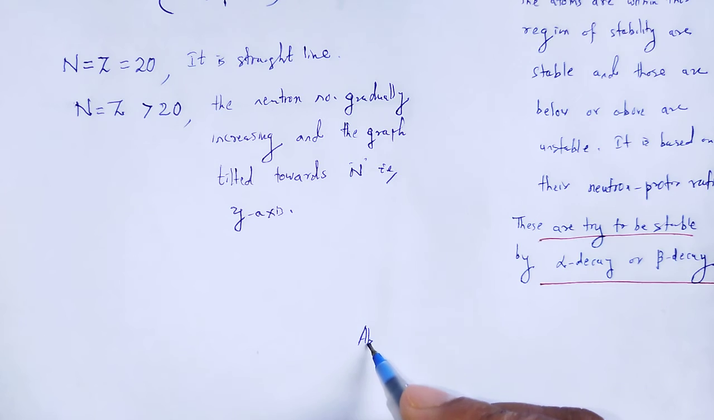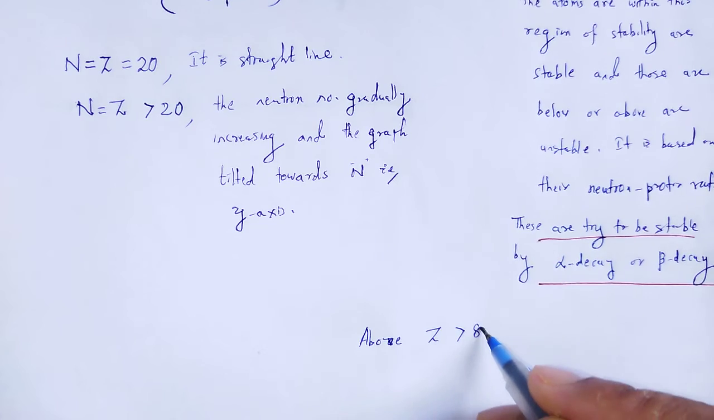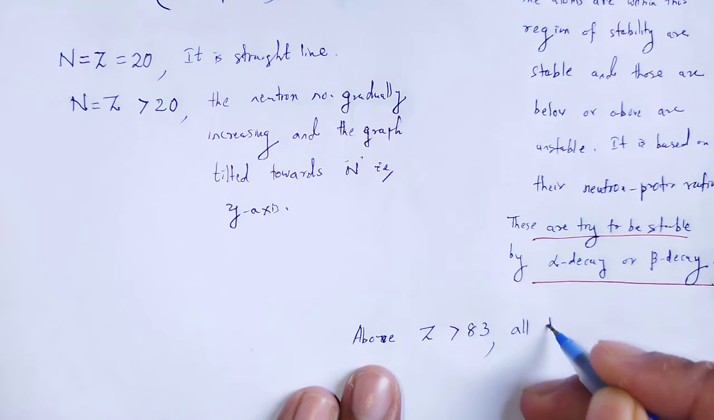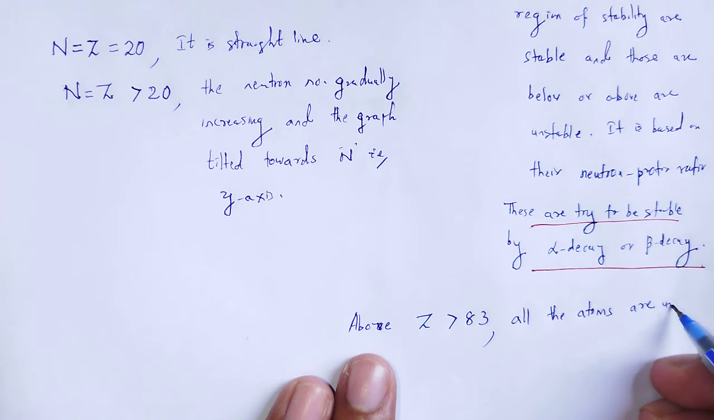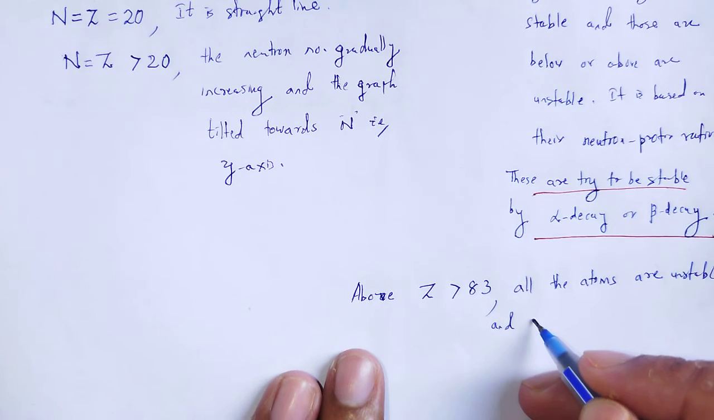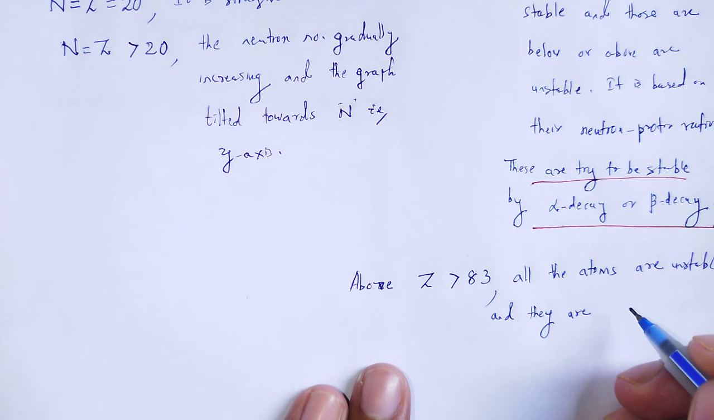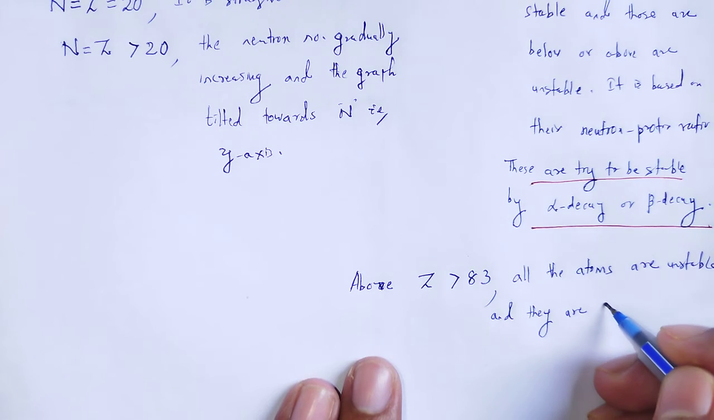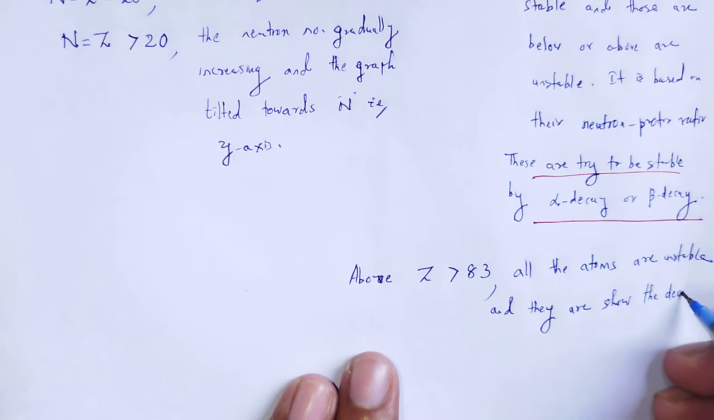Above Z greater than 83, all the atoms are unstable, and they show the decay process.